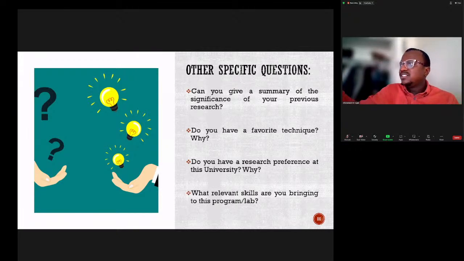What relevant skills are you bringing to this program or lab? This is very, very important when you're applying to a lab rotation-based graduate program. So they want to ask you about the skills that you have. It might be a data analytics skill. It might be the ability to write, but you must have a skill. It might be a leadership skill.